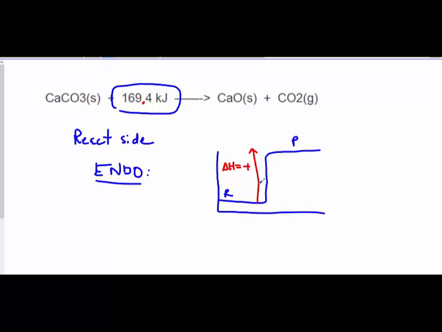So our delta H for this reaction is going to be positive, and the value would be given here, because the heat is already shown in the reaction. So 169.4 kilojoules, and it is a positive value.